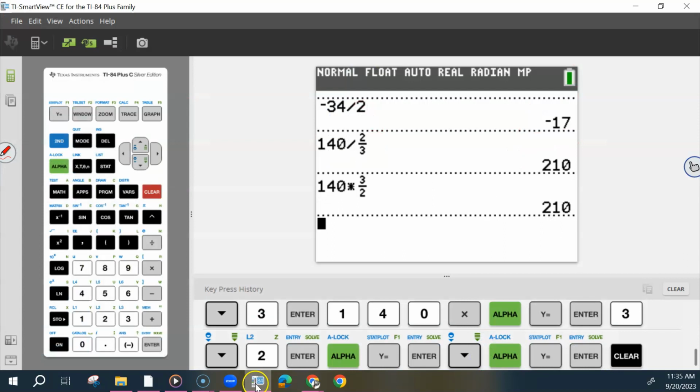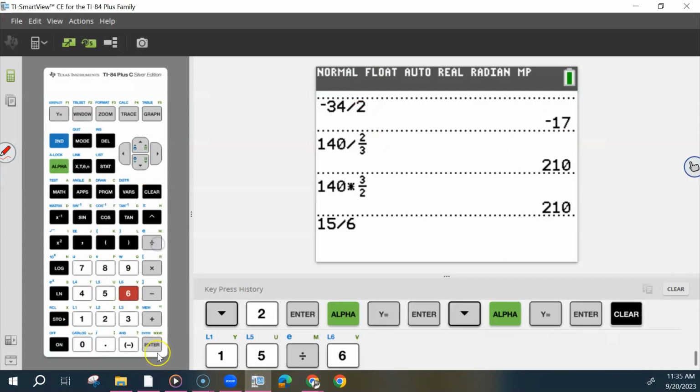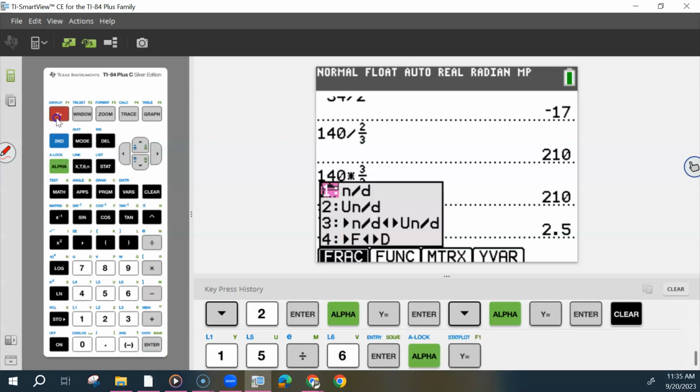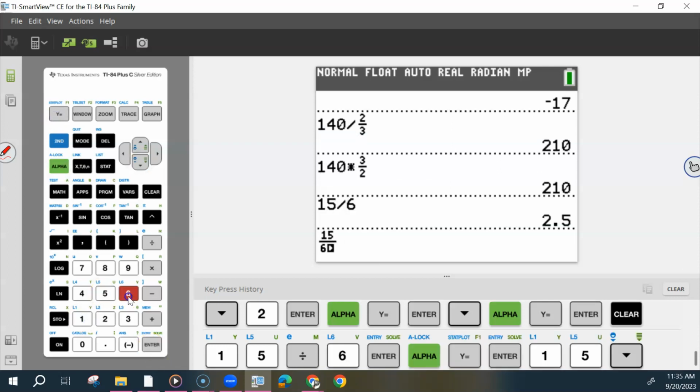So if you did this like 15 divided by 6, instead of as a fraction.